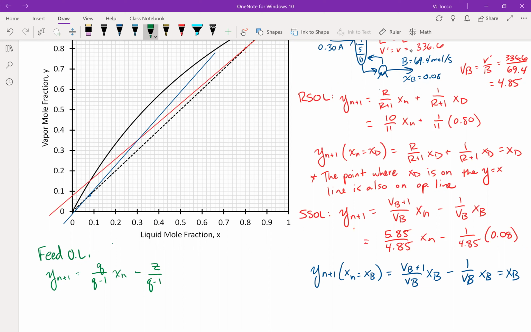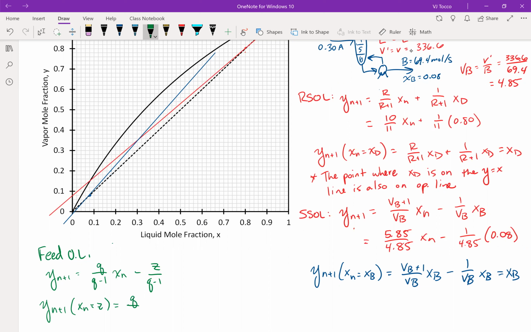And it doesn't have a y-intercept. So instead of using the y-intercept to plot this, because I can't, because there is no y-intercept, we're going to use the same trick and say that y of n plus 1, where xn is equal to z, is going to be equal to z.